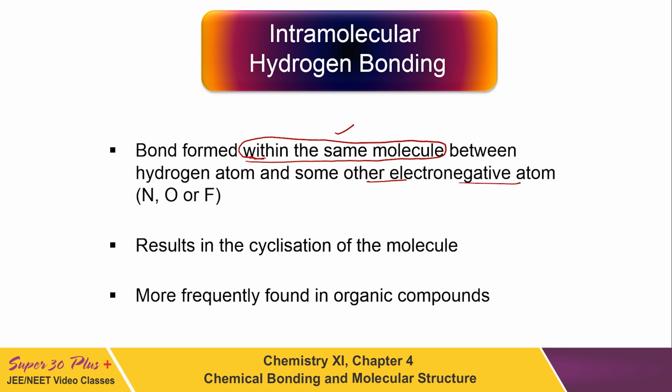Definitely, when 2 different groups of the same molecule form a bond with each other, it will result in cyclization. There will be a formation of cycles, and this kind of H bonding is more frequently found in organic compounds. It is more common in organic compounds.